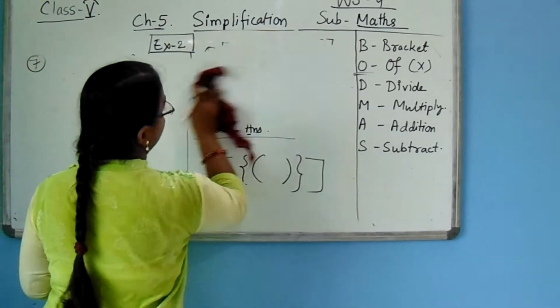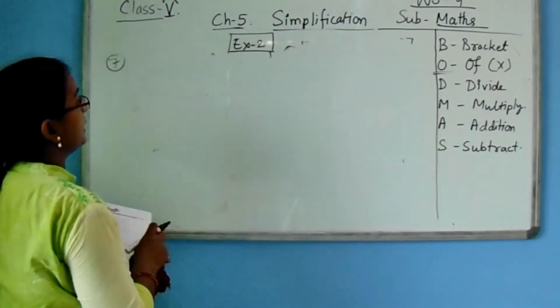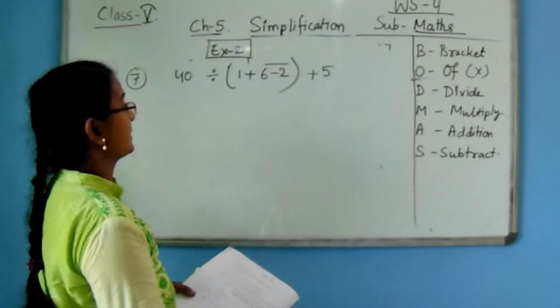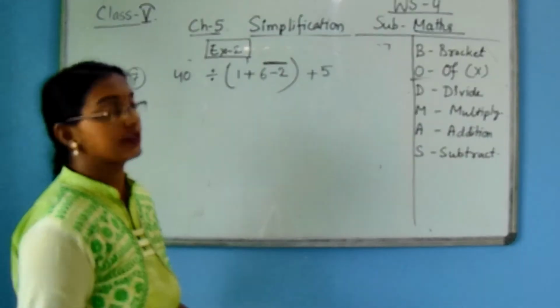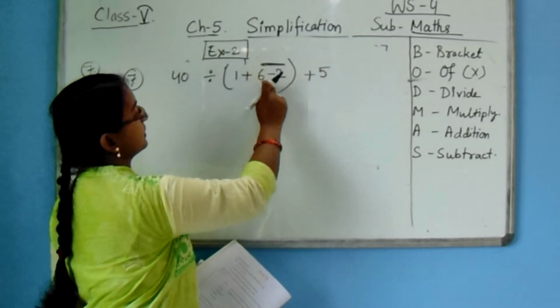Question number 7 is also giving here some information about question number 7: 40 divided by 1 plus 6 minus 2 plus 5. Look at the sum. In this sum, you will see many new processes. New process means the overline process.